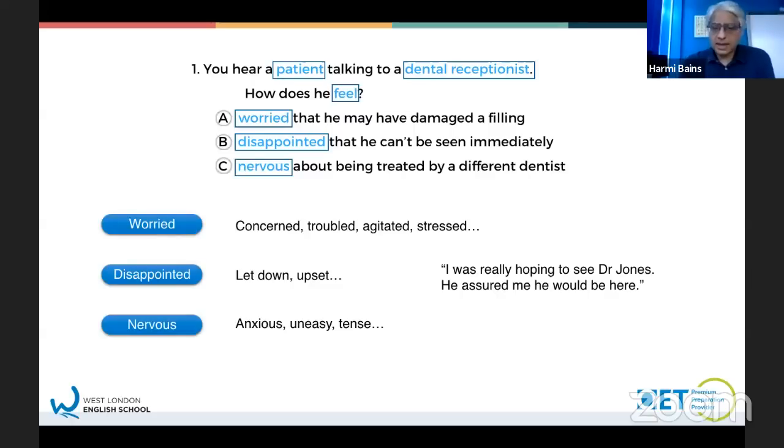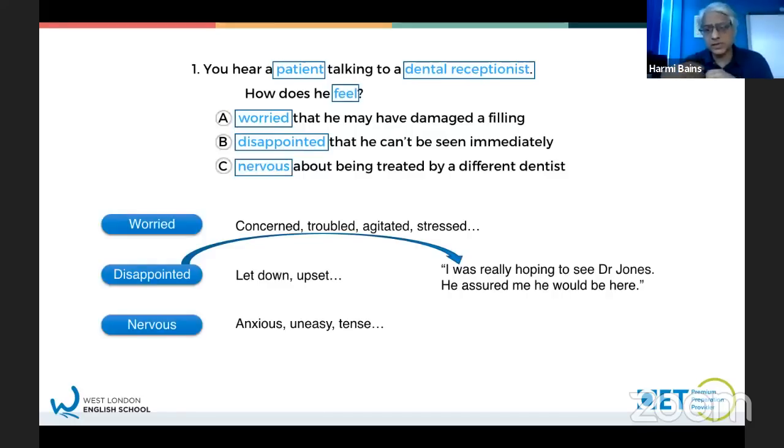Yeah, so I'm sure most of you can see the patient in this sentence is really kind of disappointed. Now, of course, he hasn't actually directly said, I feel let down. It's been expressed in a different way.